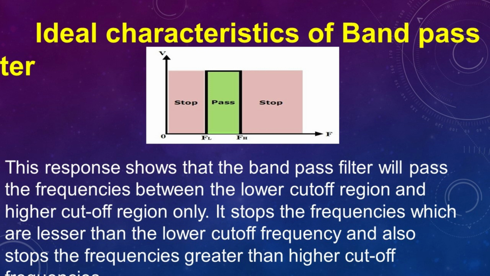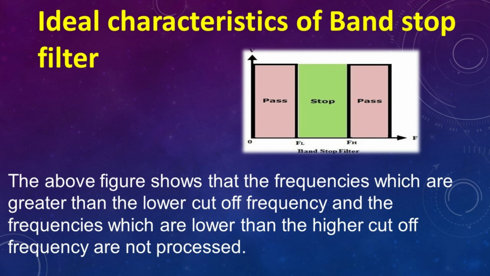It stops the frequencies which are lesser than the lower cutoff frequency and also stops the frequencies greater than higher cutoff frequencies. Ideal characteristics of band-stop filter. The above figure shows that the frequencies which are greater than the lower cutoff frequency and the frequencies which are lower than the higher cutoff frequency are not processed.